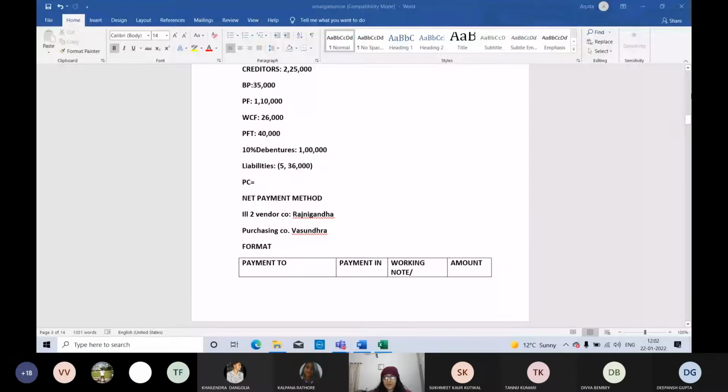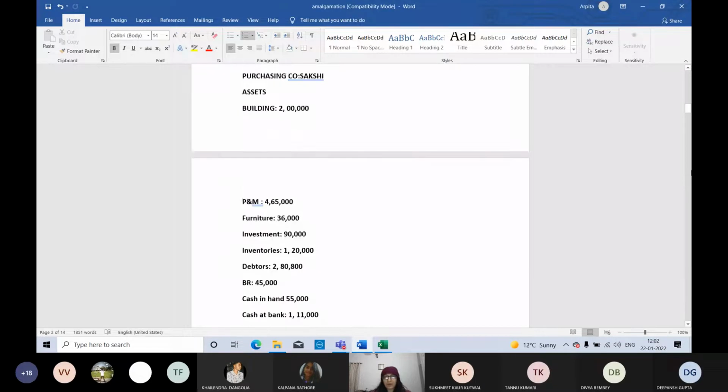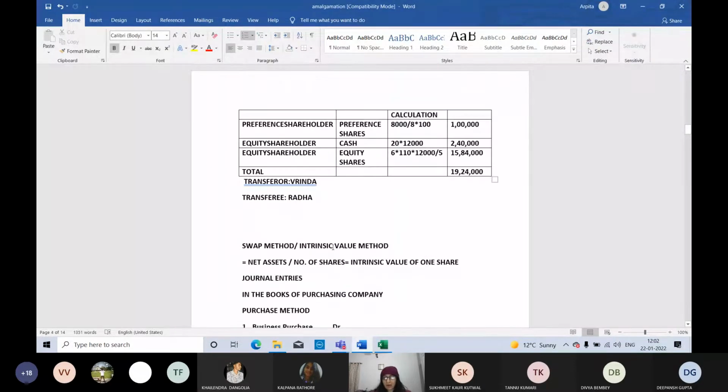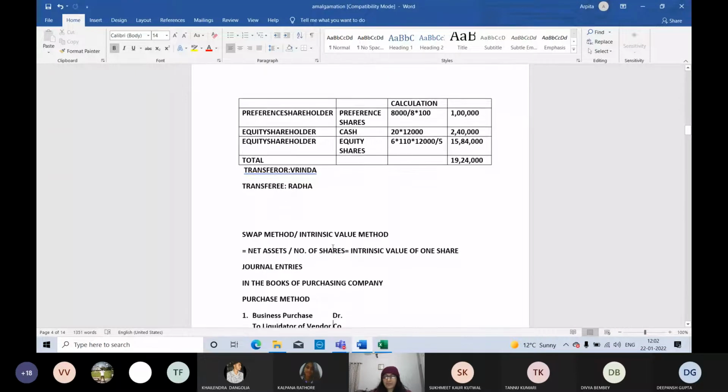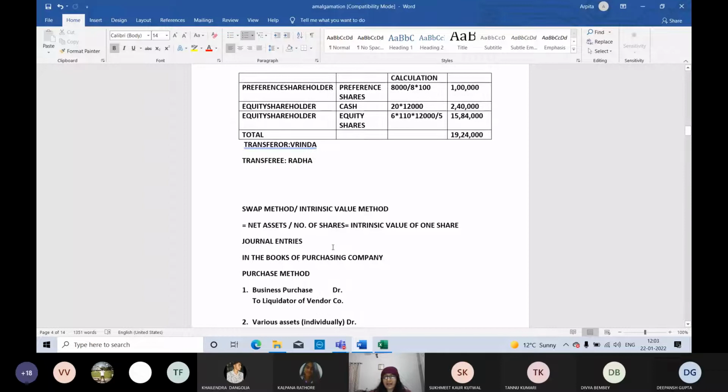If you see, let me share my screen. Right, so this was it. The next is the intrinsic method or intrinsic value method, or we also call it the swap method. Now, what is this intrinsic method or swap method? If you guys remember, what is intrinsic value? It means what is the actual value of the business? What is the worth of the business? So technically, if we are talking about intrinsic value, what are we saying?